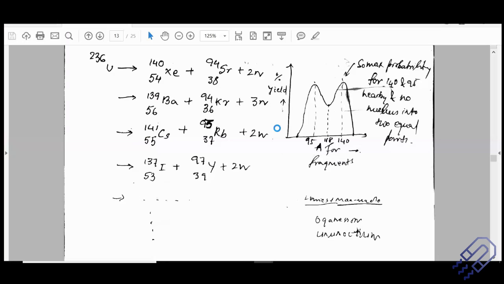If you are considering any kind of nuclear reaction, in this example fission, it is more or less probabilistic in nature. What do I mean by probabilistic? It means that whenever uranium 236 breaks into two, it is not necessary that it will be barium or krypton. That is something we have seen a number of times.